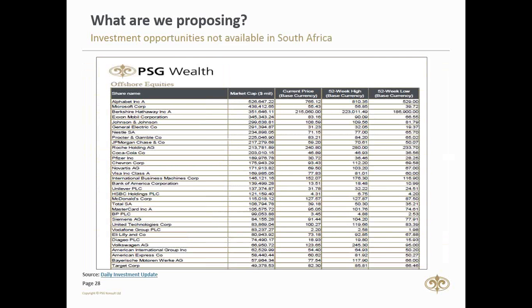How do we get started? How do I know what shares to buy offshore? This is the biggest challenge for most people. As I said, the JSE has 450 shares, the New York Stock Exchange more than 8,000. In our daily newsletter, our daily investment update that we send out, some of you might have seen this before, we give a guideline. This is what we look at as PSG, our offshore equities. This is a starting point I suggest you look at. These are the stocks that we're looking at as a guideline.